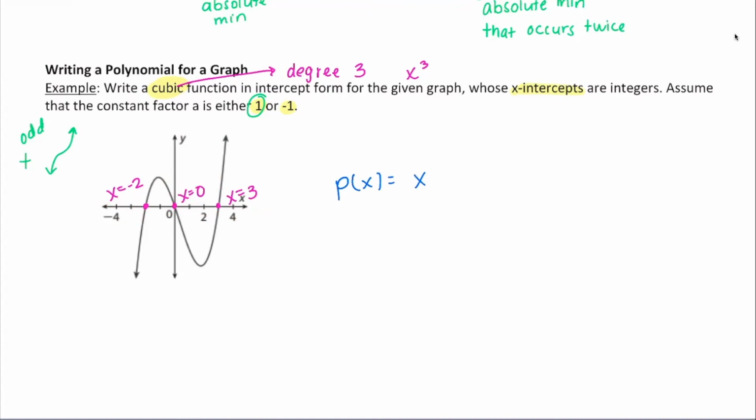And then for this next one, I'll go ahead and write x plus 2 as a factor. So I have to change the sign so that if I substitute in -2, -2 plus 2 will give me that 0. And then I have my last one, x minus 3. Again, if I substitute in 3, 3 minus 3 is 0. So this would be a possible polynomial for this graph. And we base that on the end behavior of our function and our x-intercepts.